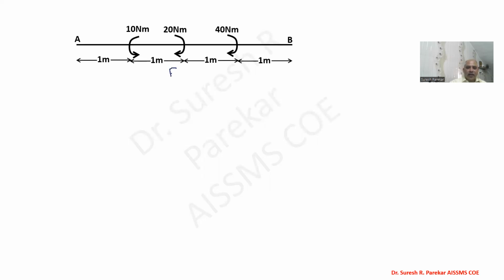Now we are plotting the FBD of the beam. In the FBD, we replace the supports by appropriate reactions. As A is simple, we have 2 reactions, and B is roller, so we have 1 reaction. Now we go for summation Fx equal to 0. As we do not have any load in the X direction, we get HA equal to 0.